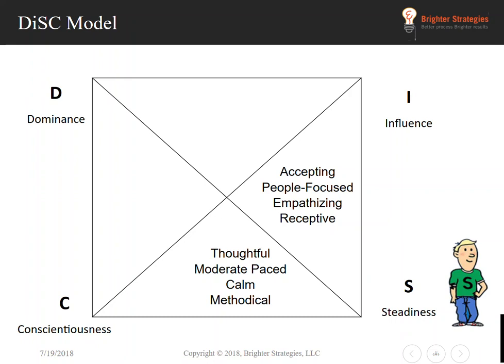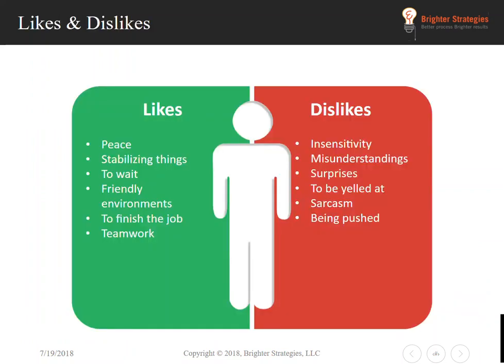Some of their fears include a loss of stability, the unknown, and change. So these individuals do tend to like to think things through and would not necessarily be the first to jump on a bandwagon for something new or different within a team. They like stability, as I mentioned. They like peace. They want to wait and think things through. Having a friendly environment is very important to them, as is teamwork and finishing the job. So they want to make sure that everybody is on board and that everybody is moving in the same direction at the same pace. They dislike people who are insensitive.